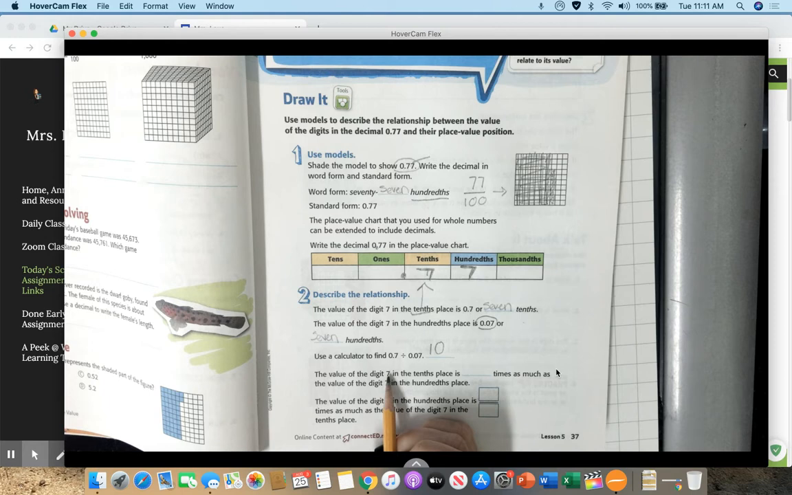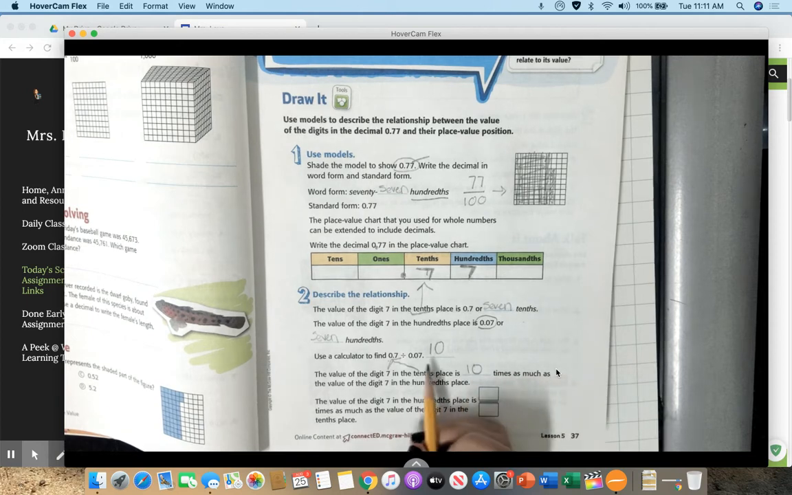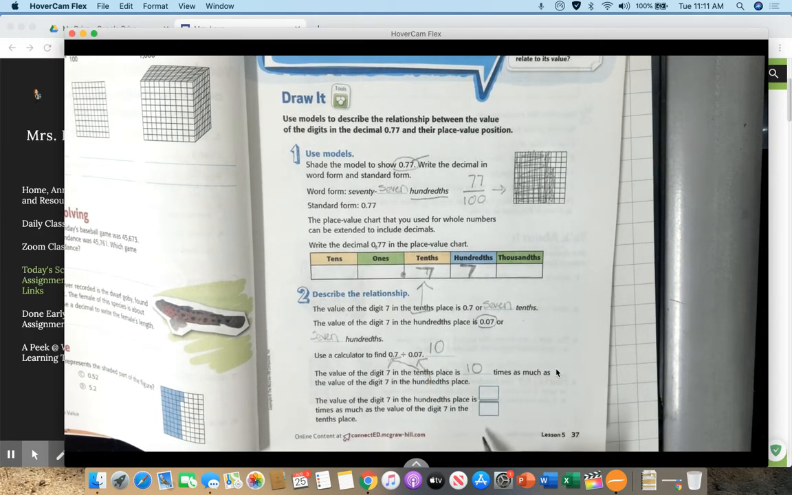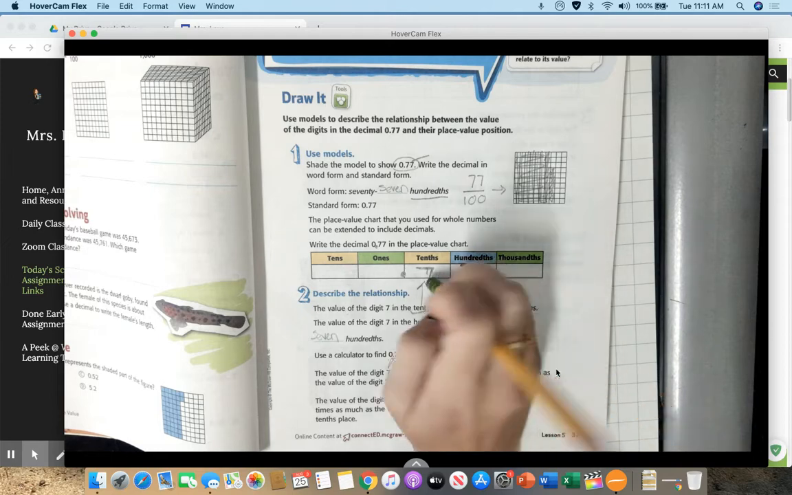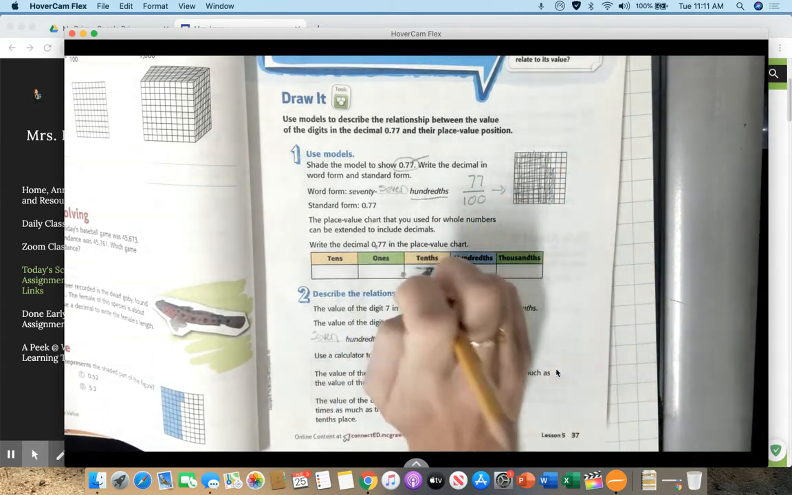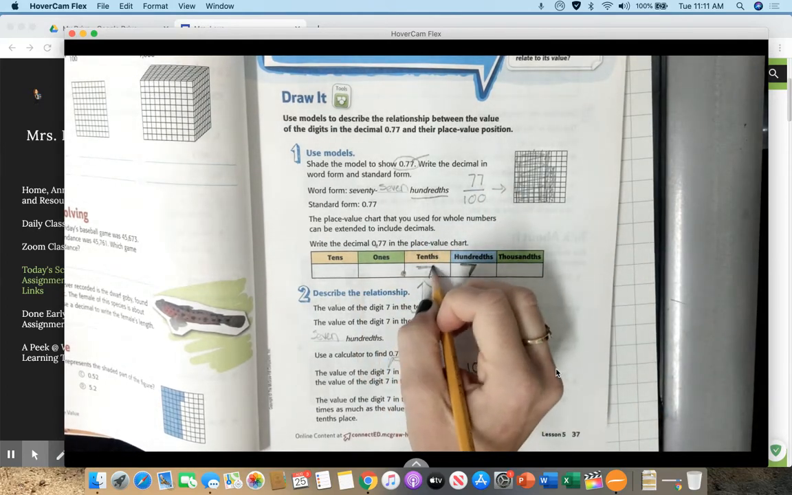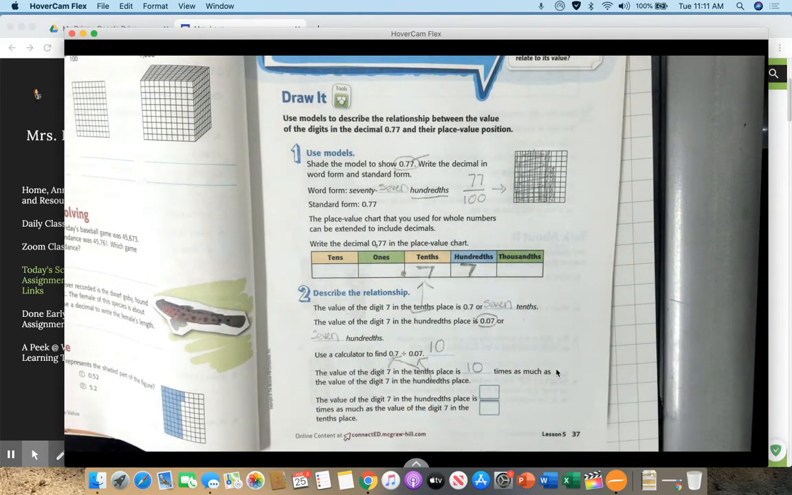So the value of the digit that's in the tenths place, which is right here, that means it's 10 times bigger than the digit that's in the hundredths place. And it goes the same way. So let me explain that a little bit. This is probably one of the hardest lessons out of chapter 1. So if it's still confusing, don't be hard on yourself. And you could always come to office hours and I can help explain it a little bit more.